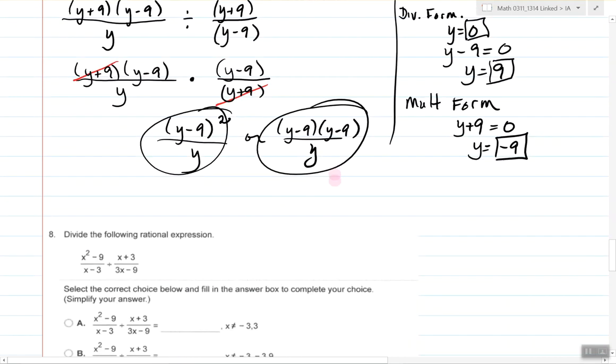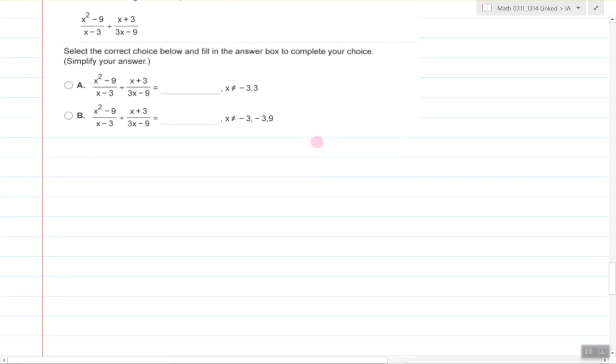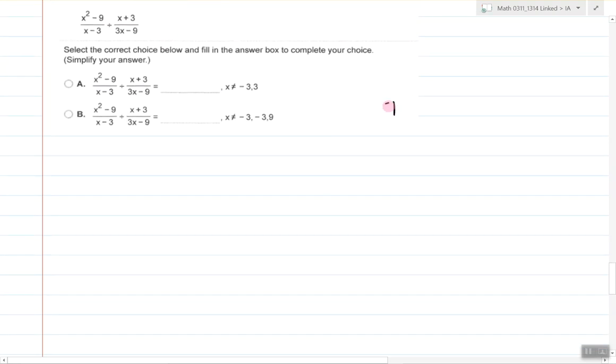Let's look at number 8. I will be looking at the domain exclusions.